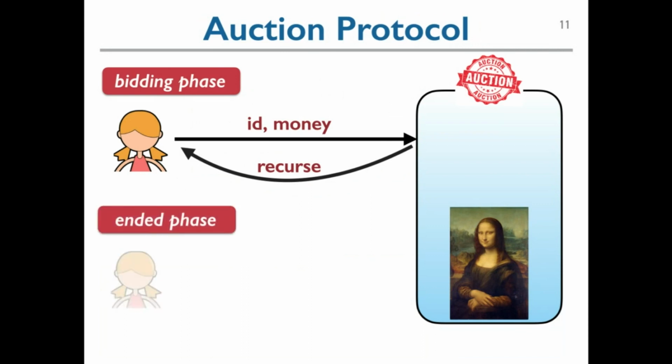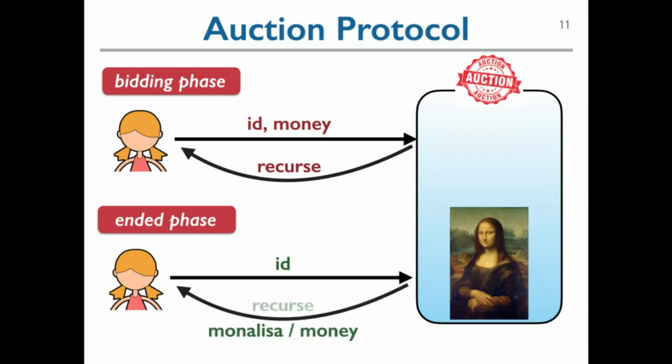And then there's a separate ended phase where the auction has ended, and the users can collect their wins. So the user sends their ID, and the auction returns either the Mona Lisa painting or their money back, depending on whether the bidder won or lost the auction. And then the protocol recurses again so that more bidders can collect their wins from the auction.